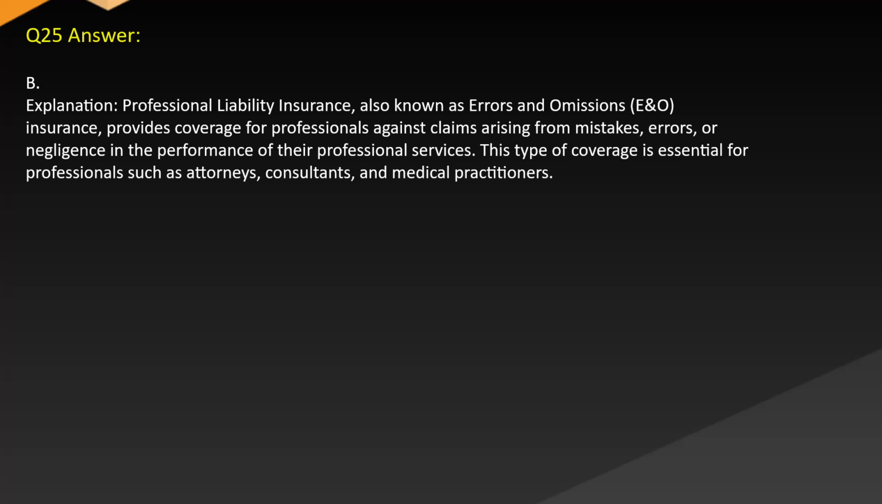Answer: B. Explanation: Professional liability insurance, also known as errors and omissions (E&O) insurance, provides coverage for professionals against claims arising from mistakes, errors, or negligence in the performance of their professional services. This type of coverage is essential for professionals such as attorneys, consultants, and medical practitioners.